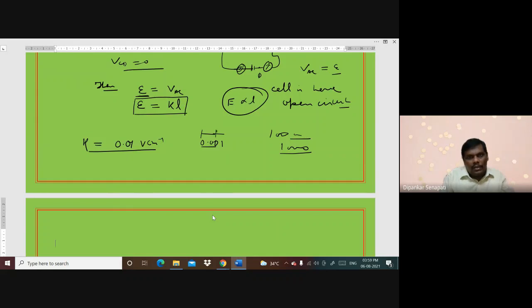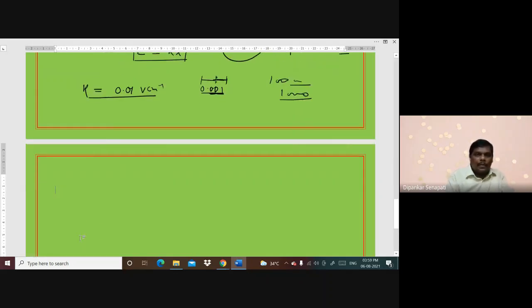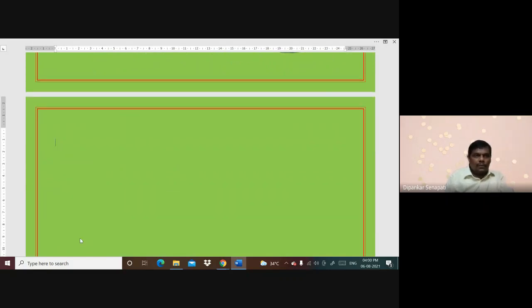Now, a 1 centimeter length of wire will give a potential difference of 0.001 volt, and the potentiometer becomes more and more sensitive. Okay, now let us come to comparing the EMF of two primary cells.